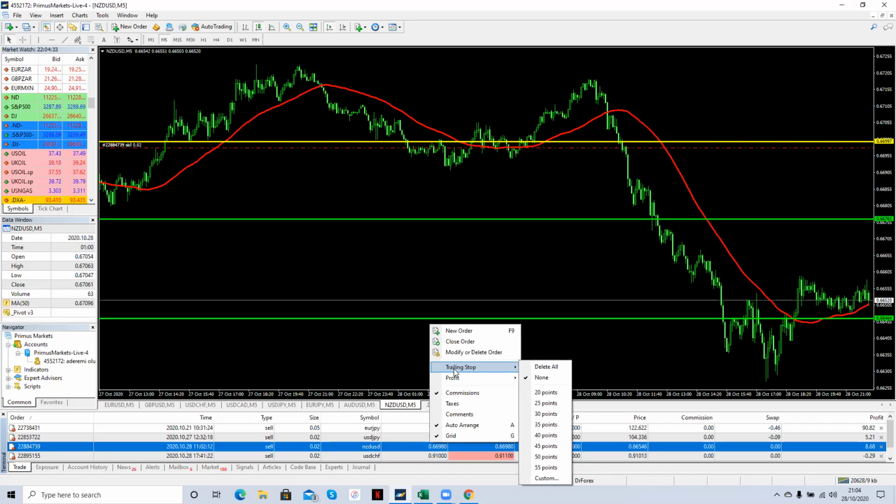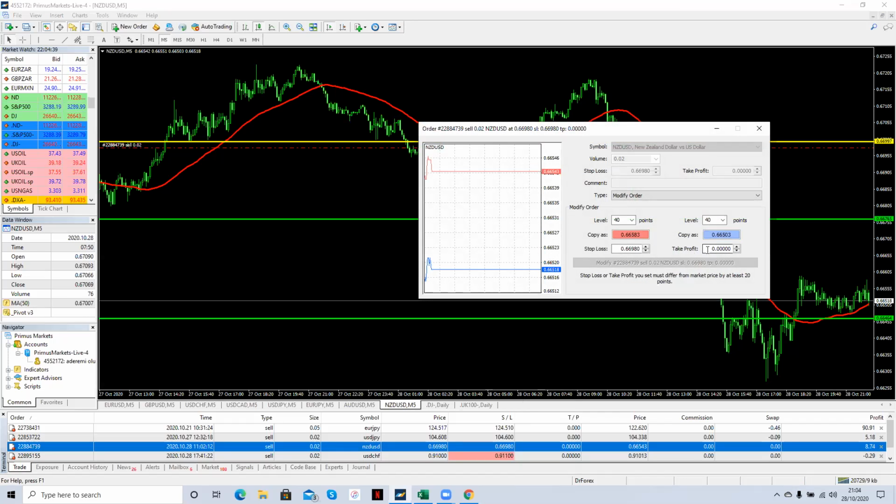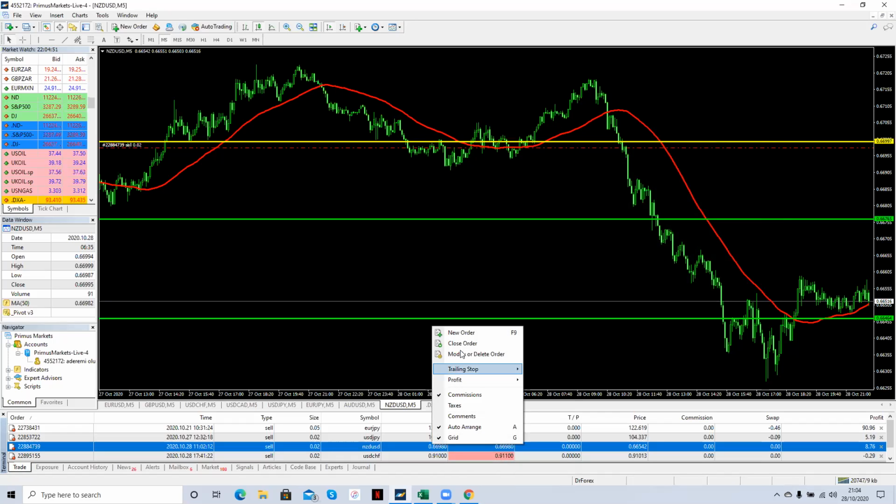I think I know what you mean, because if you try and modify the order and you're close to the stop loss and close to the market, it might not allow you to modify the order. So like you say, on Friday, you should just right click and select close order. Just close it. So that was what you did.